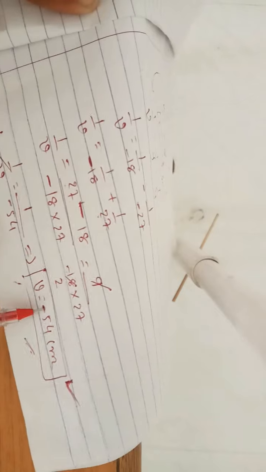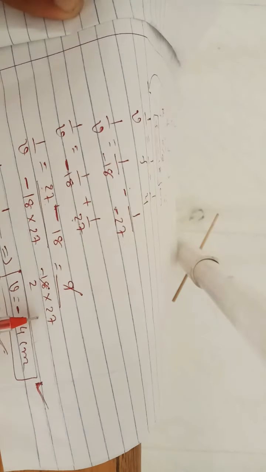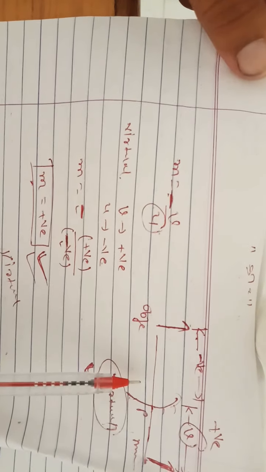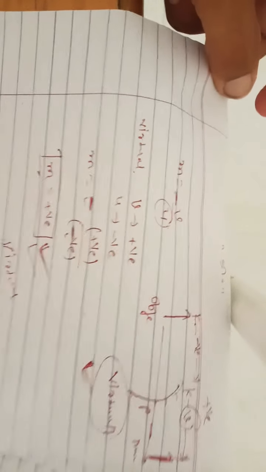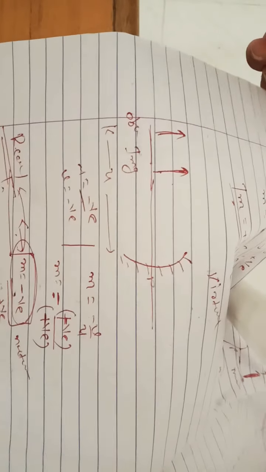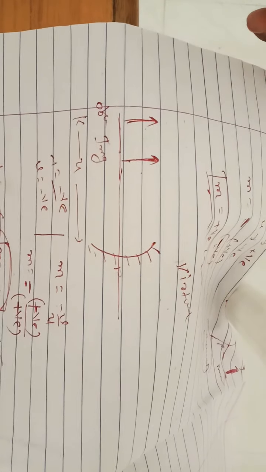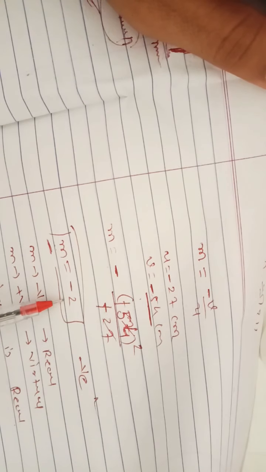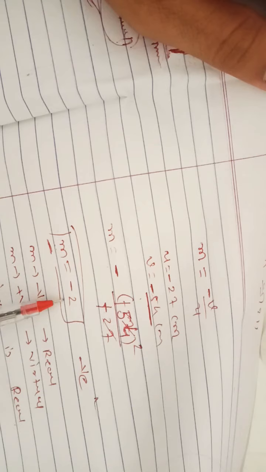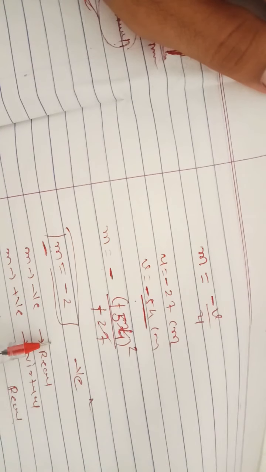Okay, after that you have to find out the nature of the image. So for that, first of all, you must know that for a virtual image the magnification is positive, and for a real image the magnification will be negative. So remember. Okay, now find out the magnification. So here we get the magnification negative. That means now the image is real.